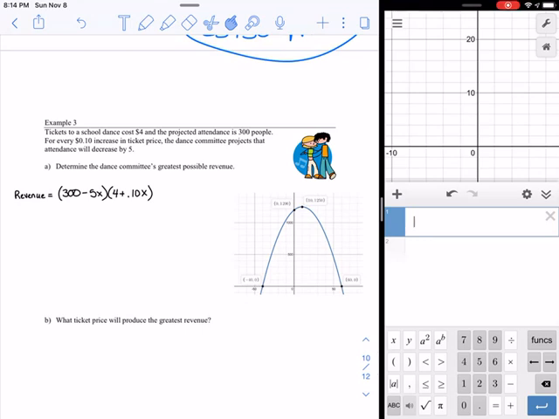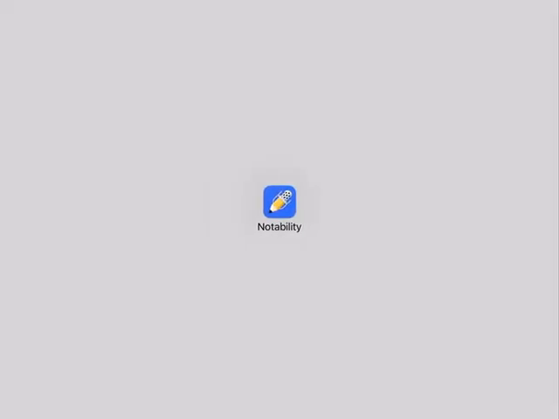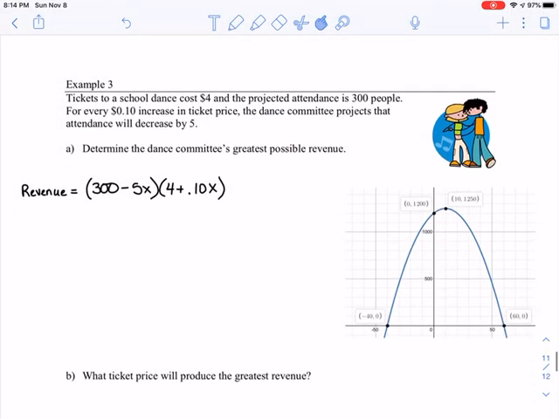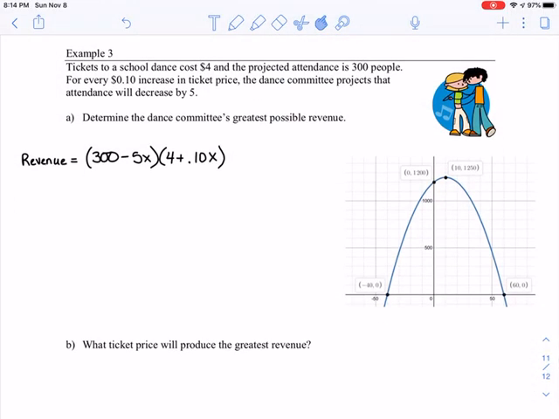All right, here's another one. This one's pretty interesting, I think. Tickets to a school dance cost $4, and the projected attendance is 300 people. For every 10-cent increase in ticket price, that's what I'm showing here, increasing from $4 up 10 cents each time, the dance committee projects that attendance decreases by 5. So normally there'd be 300, but every time they increase the cost, 5 people decide, I'll do something else.